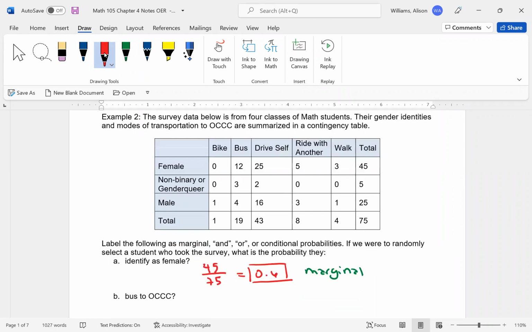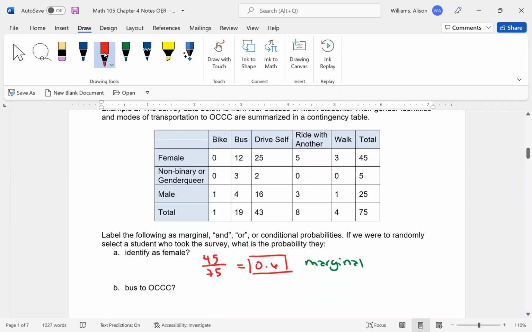All right, let's try the next one. What is the probability that someone buses to OCCC? So now we're looking at columns this time. So we're looking at the bus column, and I see that 19 people take the bus out of 75 total, which would be 0.253. And just like last time, because I got my information from the total, the bottom row, this type of probability is what we call marginal.